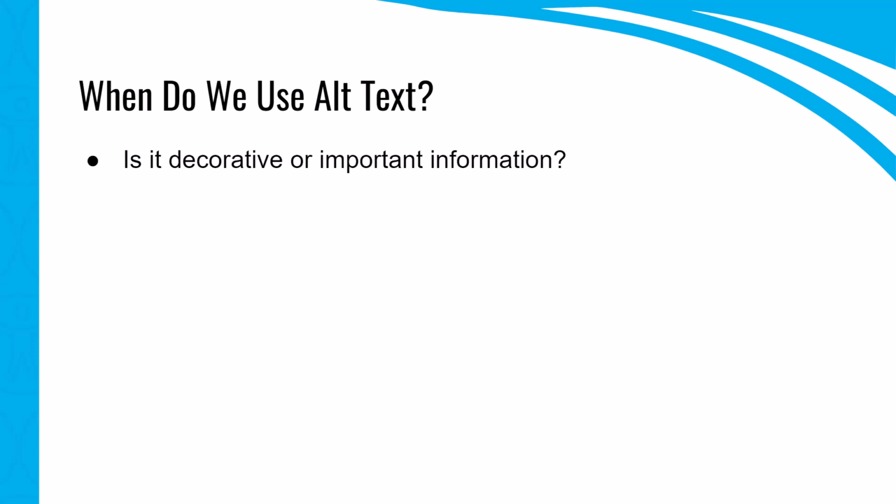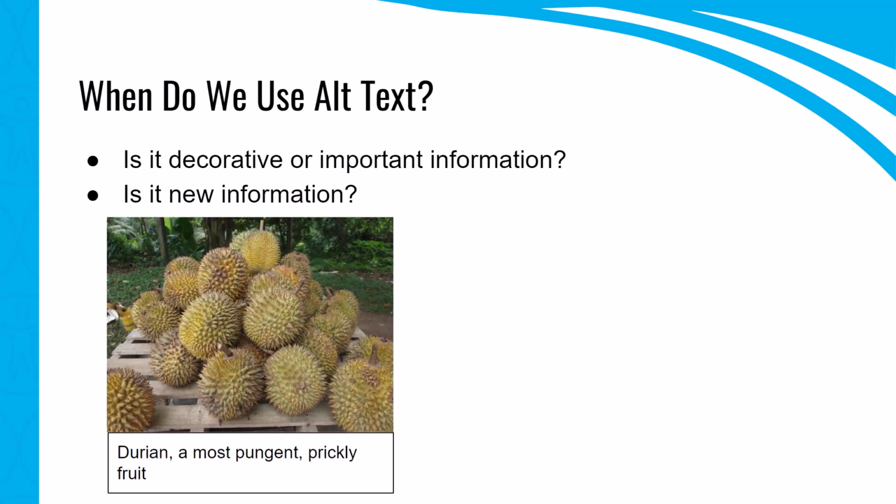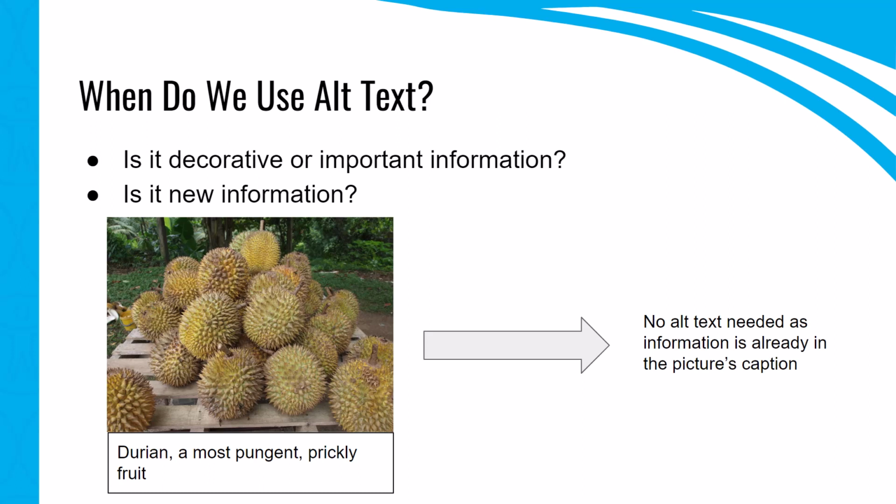The other reason an image might not need alt text is if it is not conveying any new information. For example, if I have a picture of a durian fruit and have described it in the nearby text, I don't need to repeat that description in the alt text. Avoiding any redundancies between alt text and textual information will help reduce user frustration and time spent navigating a page.